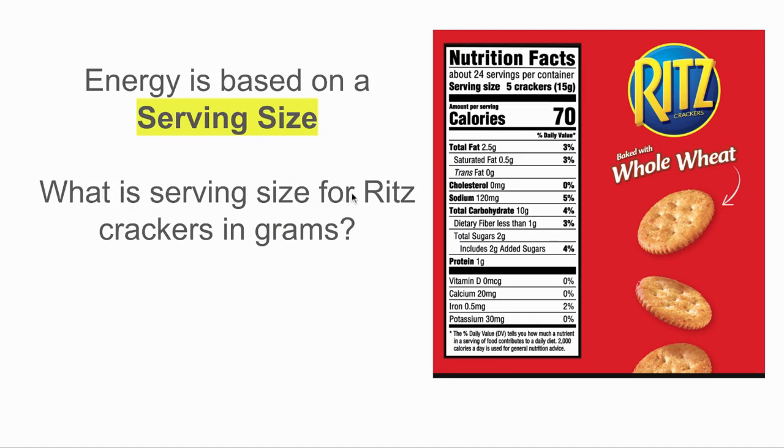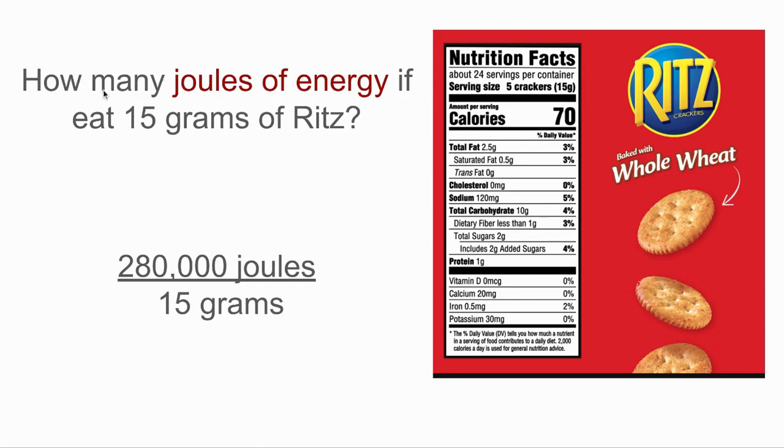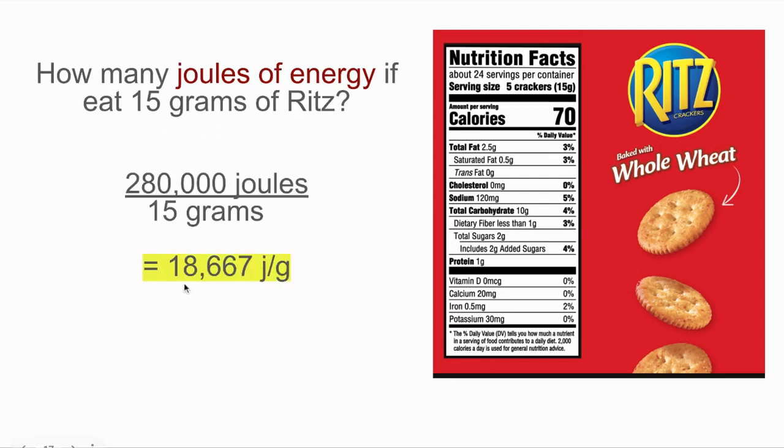What is the serving size for Ritz crackers in grams? Go to the label, 15 grams. So how many joules of energy if you eat 15 grams of Ritz crackers? That's about 5 crackers. 280,000 joules divided by the 15 grams that you consumed gives you 18,667 joules for every gram of Ritz cracker that you eat.